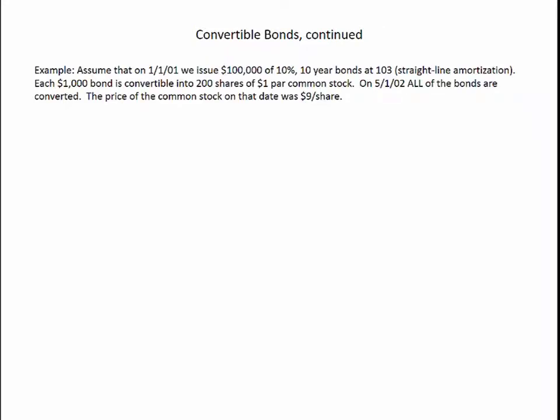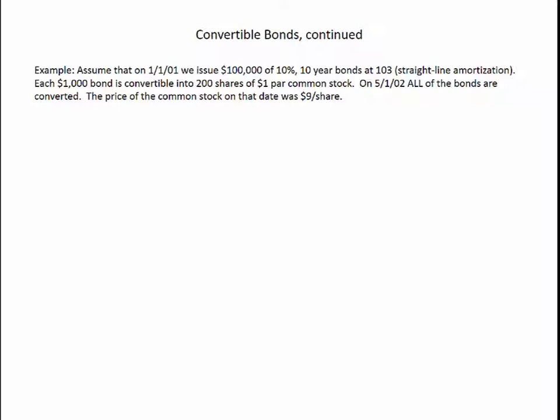Continuing the same example, now we're getting to the point where the bonds are actually converted. This is going to be just like an early bond retirement that we talked about previously. The only difference is, what do we surrender to reacquire the bonds?